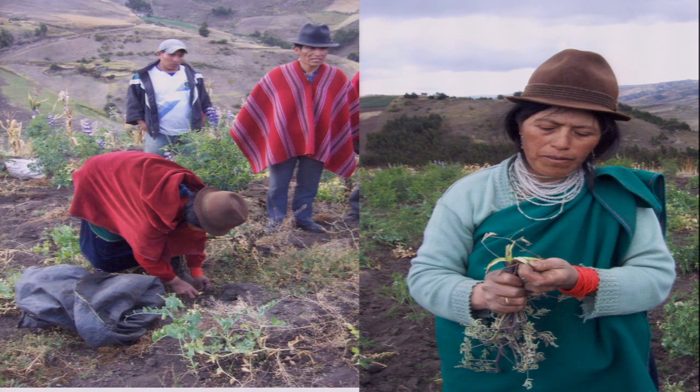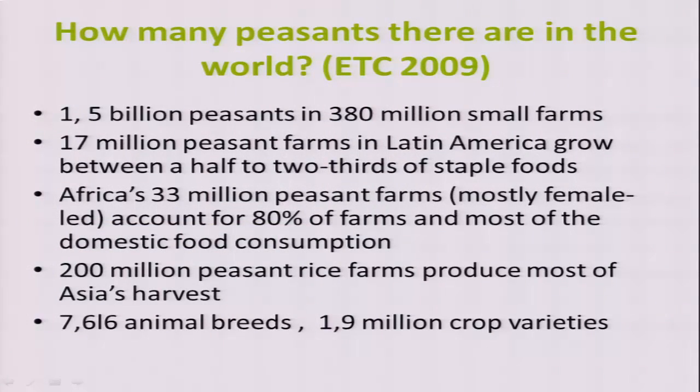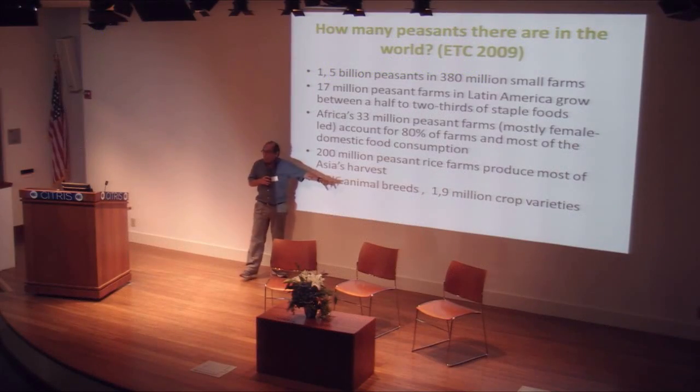These people have been interacting with the environment for centuries. We have nothing to teach them, actually. If we leave their systems alone, they have shown that there are modes of sustainability, of self-sufficiency, of resilience. There are about 1.5 billion peasant farms and 380 million small farms. Many of them are indigenous peoples, and they have 1.9 million crop varieties in their hands and about 7,616 animal breeds.